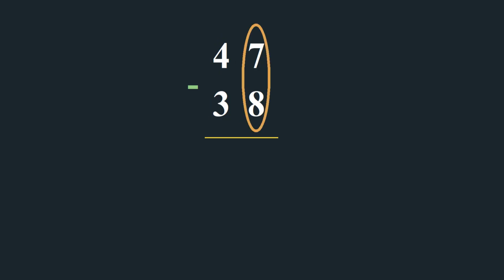We start solving the subtraction problem by subtracting the numbers in the ones column. 7 minus 8. But I can't do it because 7 is smaller than 8. So we must borrow. You go to the 4 in the tens place and borrow 1 from it. So the 7 becomes 17 and 4 becomes 3.